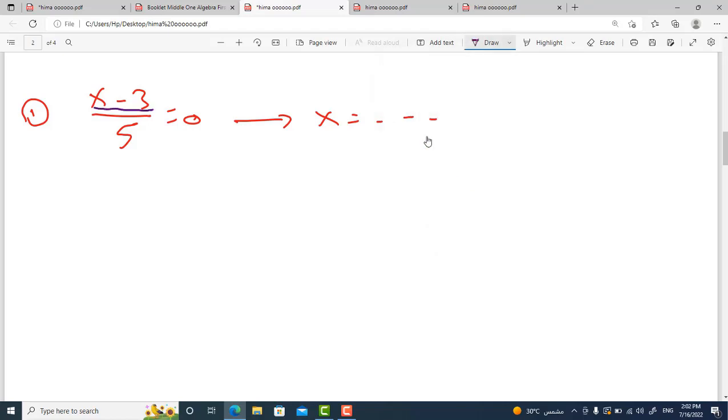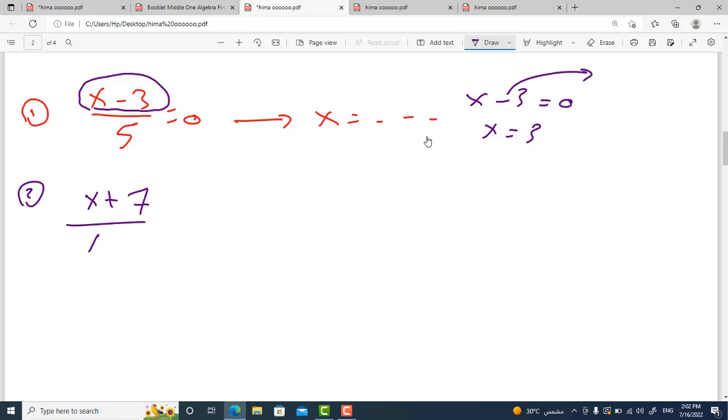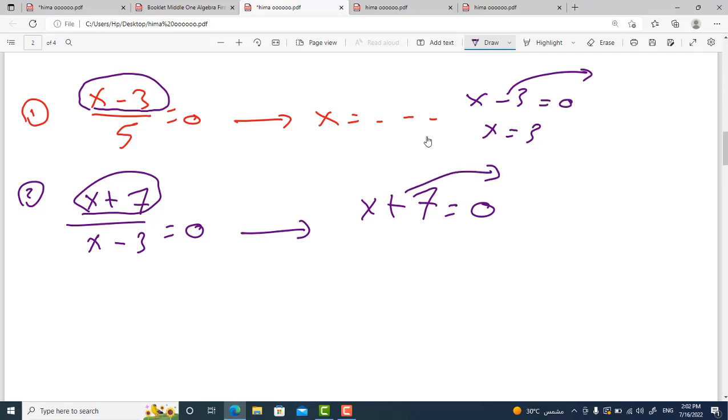Look at the numerator. Your answer is in the numerator: x minus 3 equals 0. Suppose x equals 3. This is your answer. Number 2, I have (x plus 7) over (x minus 3) equals 0. I said equal to 0, so your answer is in the numerator: x plus 7 equals 0, so x equals negative 7.